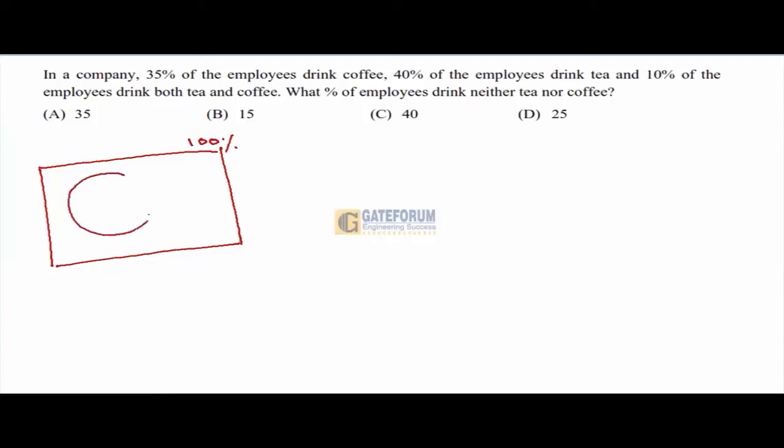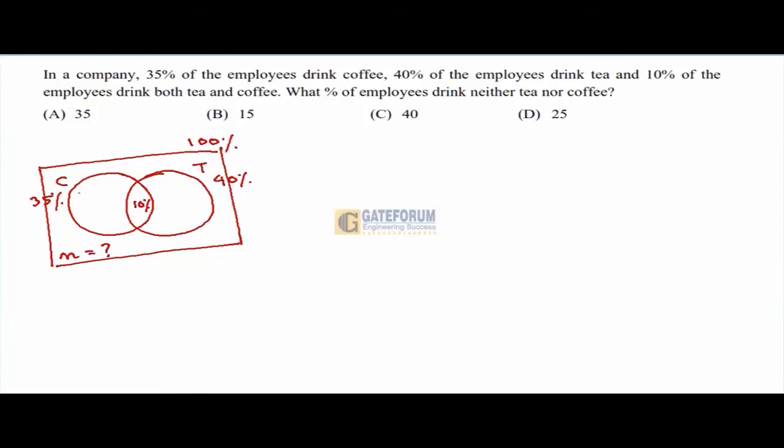Now there are people who drink coffee and there are people who drink tea. Coffee and tea. Now they have said coffee is 35%. So this is 35%. Tea is 40%. So tea is 40%. And 10% drink both of them. So what percent of the employees drink neither tea nor coffee? So these are the employees who drink neither tea nor coffee. You have marked it by N. So they have asked you what is the percentage of N. So how would we do it?